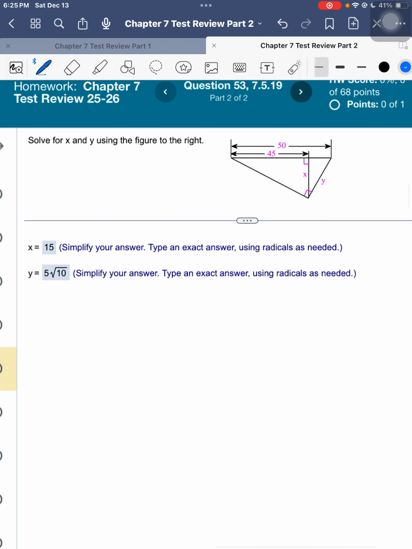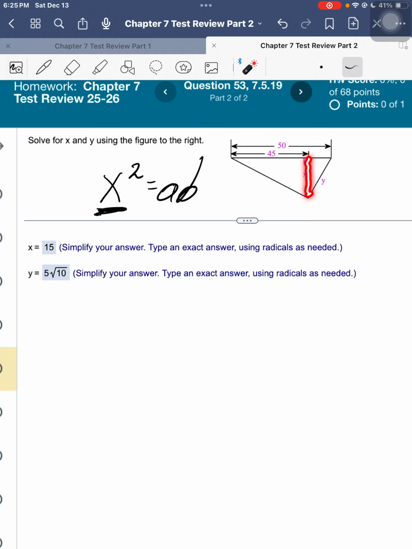Now here, I'm going to have two answers. I'm going to have to solve for x and for y. So remember that the geometric mean formula is x squared equals ab. Whatever goes on your x is whatever geometric mean you're looking for. We have three locations where the geometric mean could be located. It could be either on our altitude or on one of our two legs. So let's solve for this first geometric mean, the altitude. So this x is going to get replaced with x.